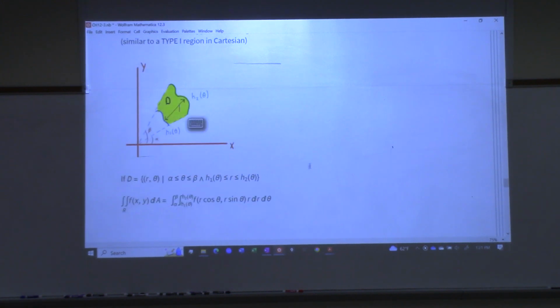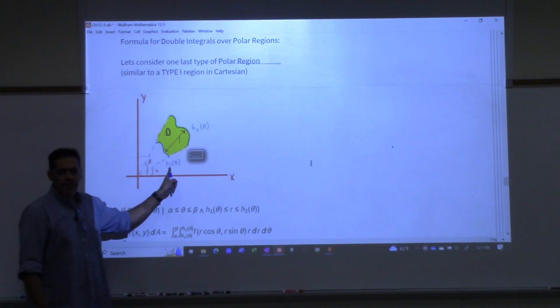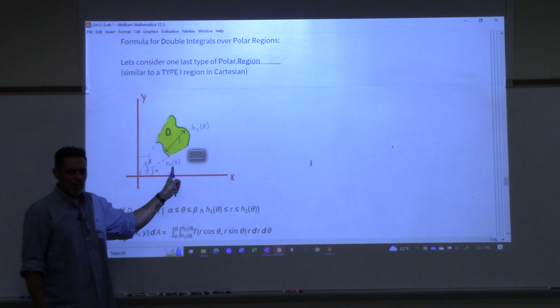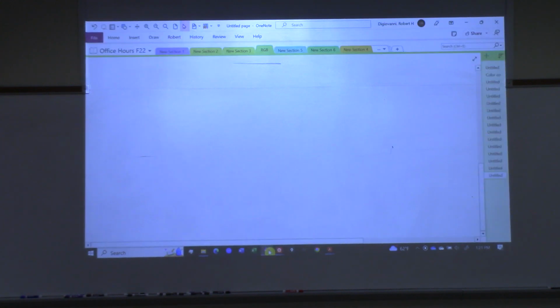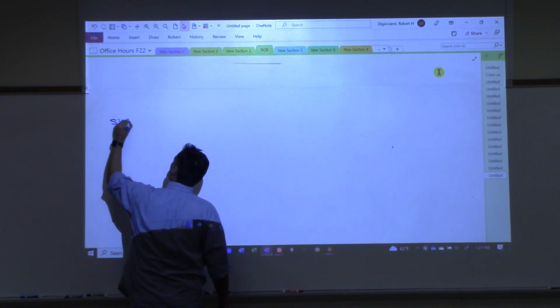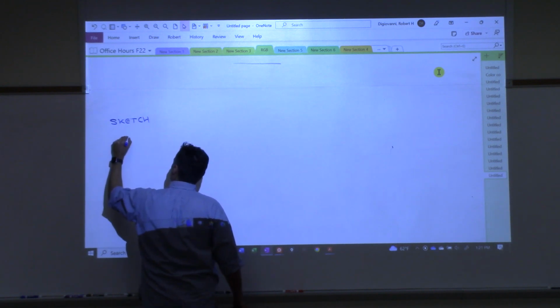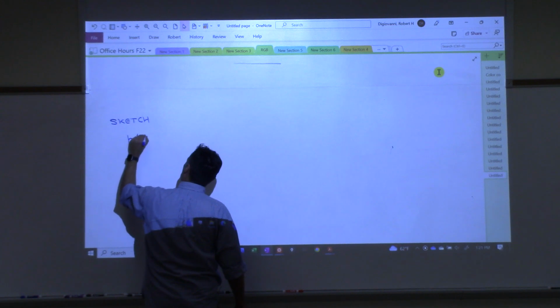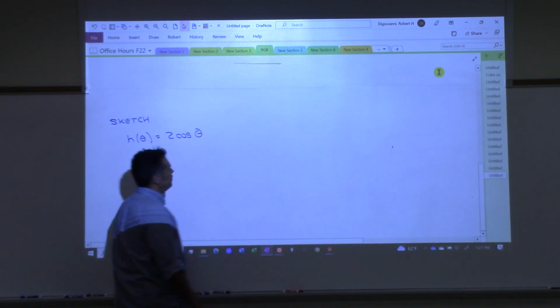All right, before we do an example, let's do an example. Like I've never even shown you what a function of theta looks like in polar, right? So let's just do an example of a polar function. So we're kind of stepping away, taking a quick time out here. Let's see if we can sketch this. I want us to sketch, I'll call it h of theta equals, let's just say 2 cosine theta. There.